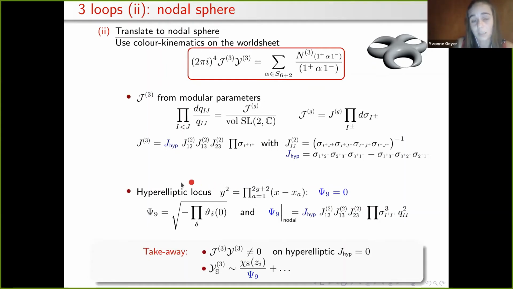Now, in general, for a genus 3 Riemann surface, the hyperelliptic locus is given by psi9 = 0, where psi9 is the root of one of the modular forms at genus 3. And that J hyperelliptic comes out precisely in the nodal limit of this psi9 factor. Why is this important for us? Because we can study what the integrand looks like on J hyperelliptic just by looking at what the right-hand side of this does. And we find that it is actually non-zero. What this tells us is that this Y on the nodal sphere has to contain a corresponding factor of 1 over this Jacobian. In particular, this tells us that the higher genus string or Ambitwistor string integrands contain a factor of 1 over psi9, which ties in very nicely with some of the proposals for the chiral measure.